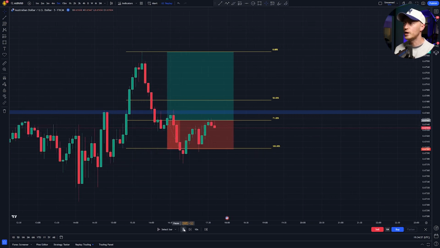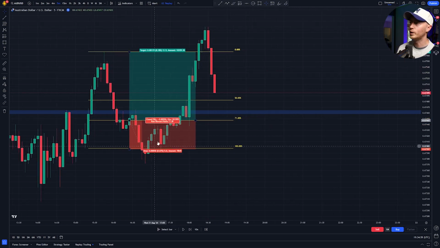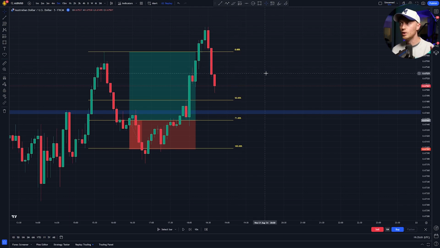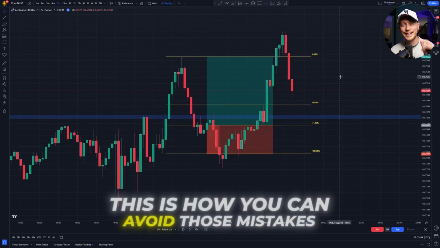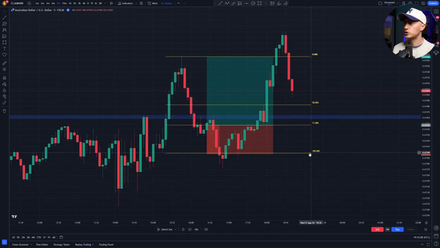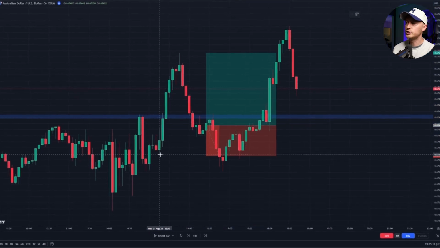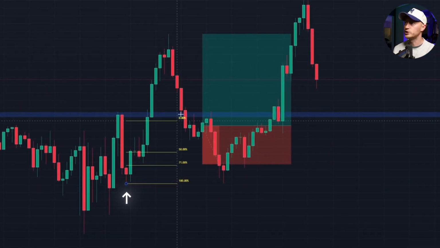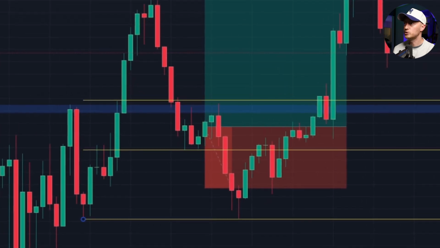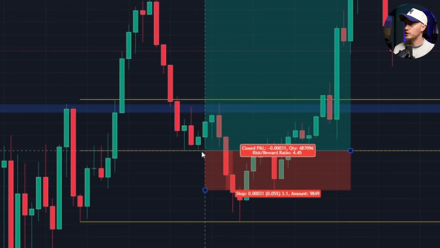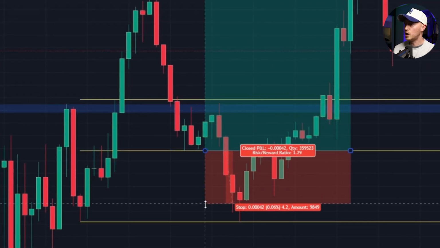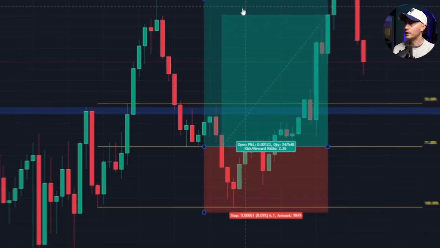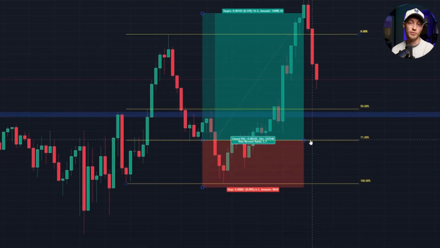If we continue with the trade, you can see here it does end up going up and smashing the take profit. So I made some mistakes here. This is how you can avoid those mistakes. First, Fibonacci drawing. I drew the Fibonacci from here, but here is probably more of the swing low. If I drew the Fibonacci from here and I dragged it across, well, then I would have entered the trade at the 71% mark. I would have put my stop loss below the 100, and I would have won this position here with relative ease.